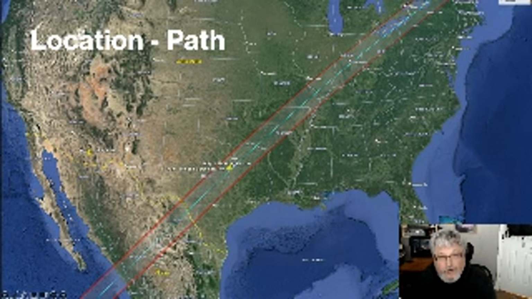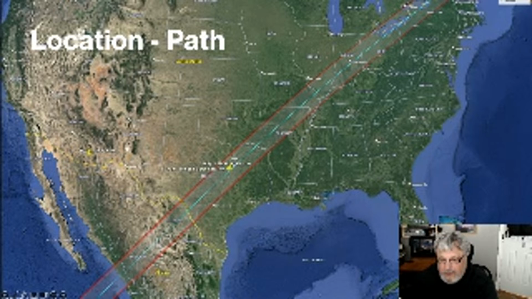Okay, good. So this is the location, the path that the eclipse is going to follow. It's going to come in through Mexico into Texas. Then it's going to travel the rest of the United States through Oklahoma, Arkansas, Missouri, Indiana, Illinois, Ohio, and into New York, and then into Canada. The ideal viewing spot is going to be in Texas if you can find a place in there.